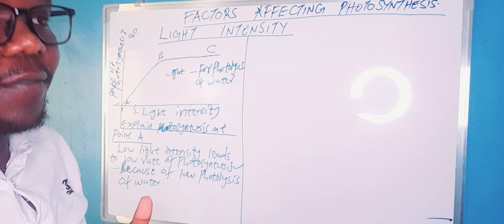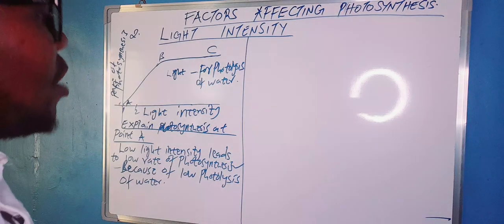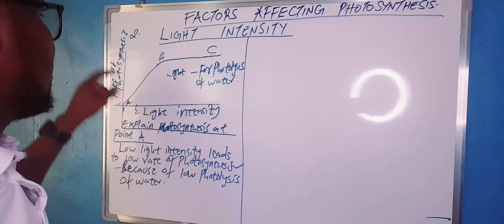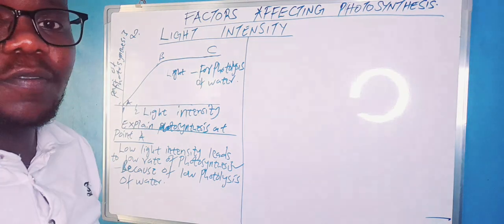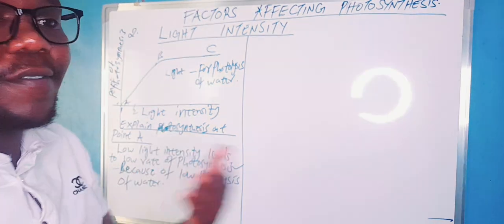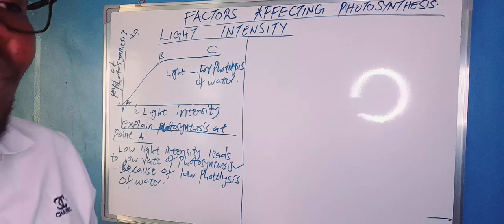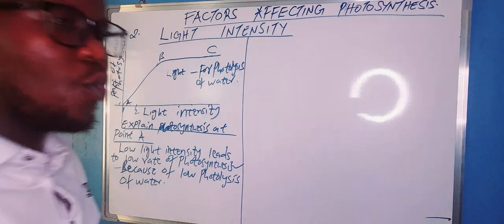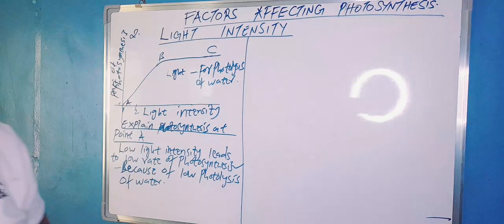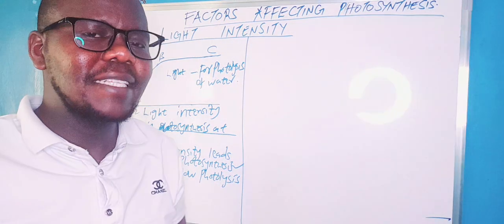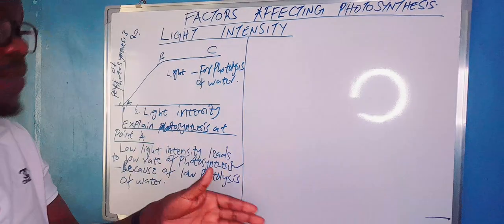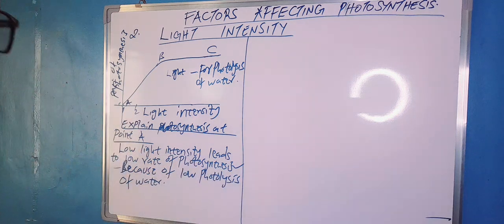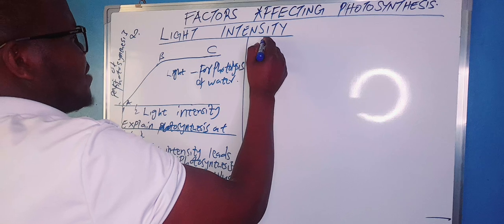In the process of carbon dioxide fixation, we form a simple sugar that is now leading to an increase in the rate of photosynthesis. So the lower the light, the lower the photolysis. The lower the photolysis, the lower the breakdown of water to hydrogen atoms. And when we have fewer hydrogen atoms, there will be fewer hydrogen atoms combining with carbon dioxide, hence leading to low formation of glucose. And that's why we are speaking about what? Low rate of photosynthesis.